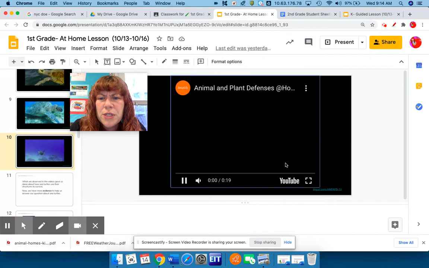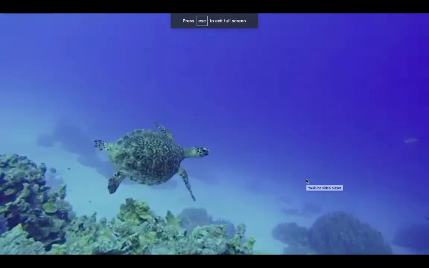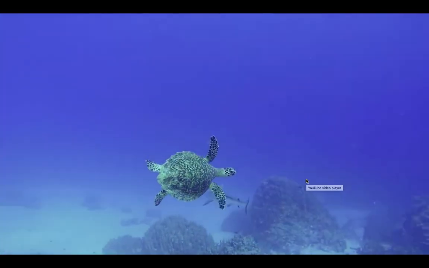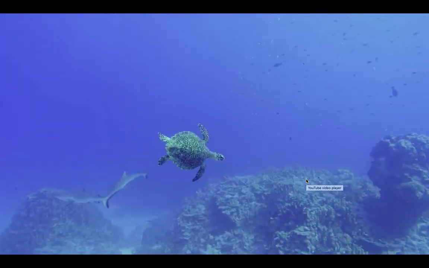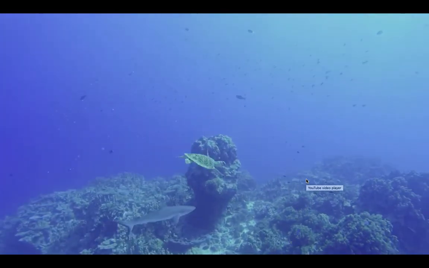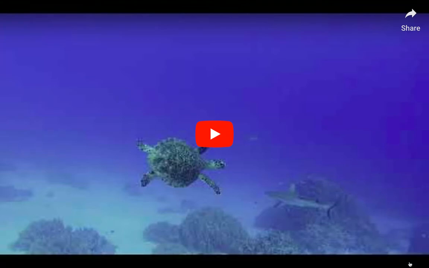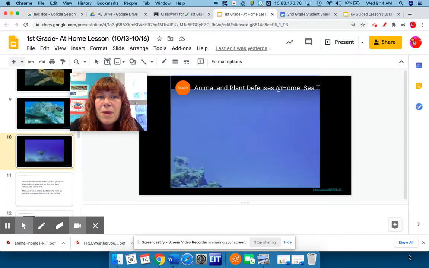Let's look at that one more time. It looks like the sharks aren't even noticing her. Huh. What do you think could be keeping her safe? There could be a lot of different structures and parts of her body that are keeping her safe right now. Okay. So you noticed that she was swimming away. What else?